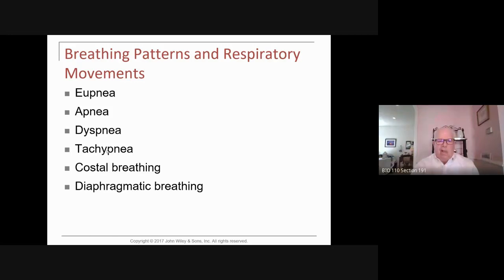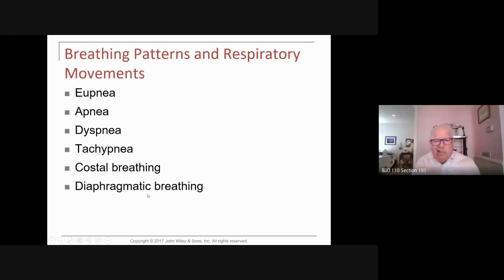Costal breathing means that only your external muscles of respiration are breathing for you. That means your diaphragm has been injured. Diaphragmatic breathing means your chest is not moving. Only your abdomen is moving. Only your diaphragm is moving. And that happens with cervical neck injuries and spinal cord injuries.